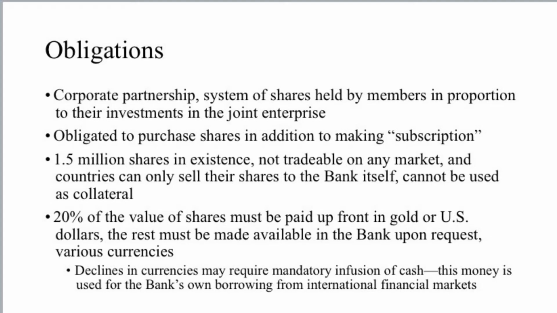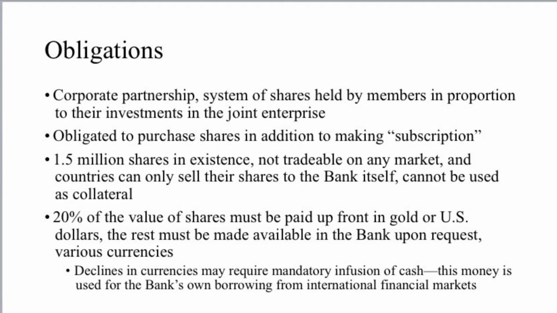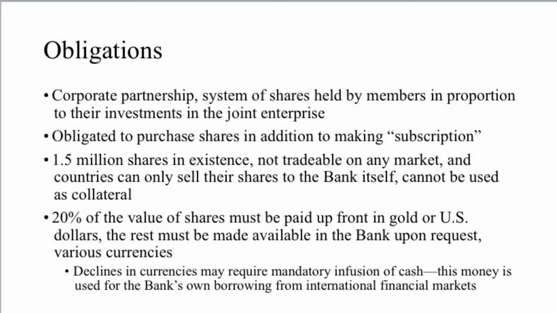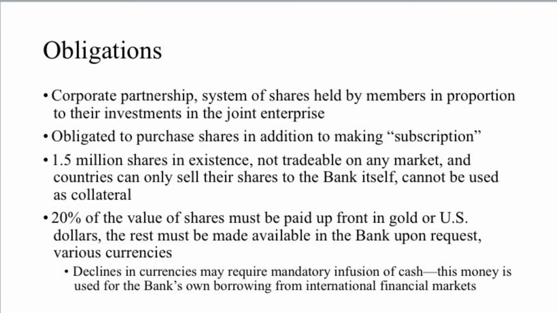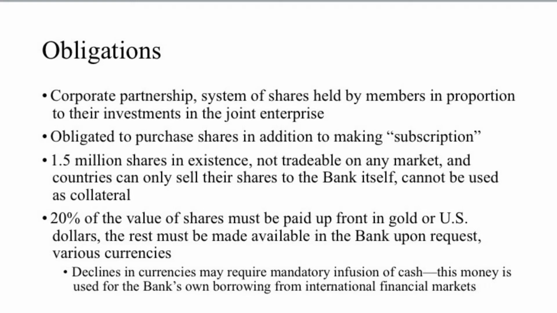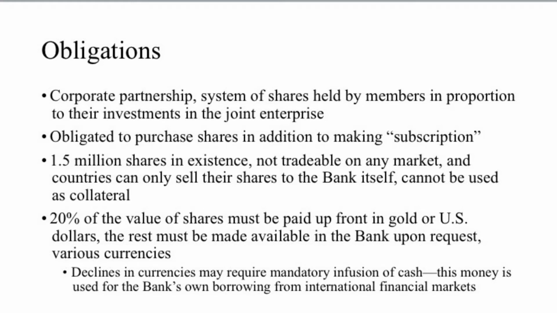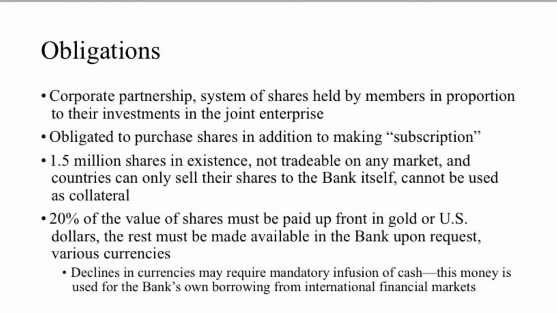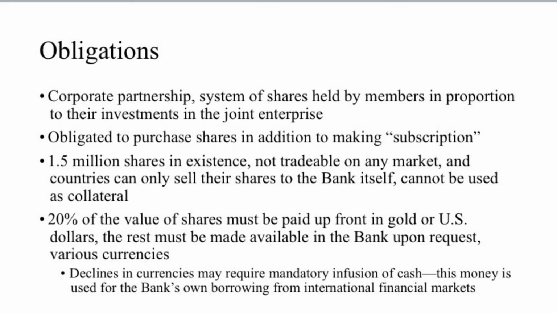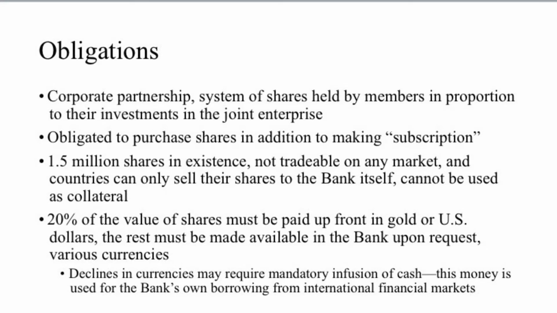The Articles of Agreement define the bank as a kind of corporate partnership owned through a system of shares held by the members in proportion to their investments in the joint enterprise. These investments include original subscriptions made upon joining the organization, as well as periodic increases in its capitalization. Members are obligated to purchase shares upon joining the organization, and this stock of investment funds the bank's lending, akin to the contributed capital of a firm.